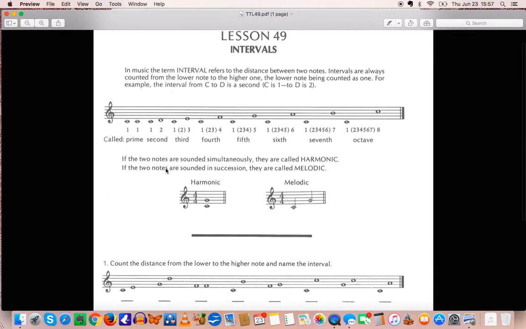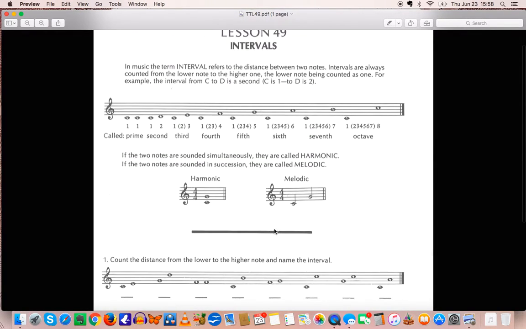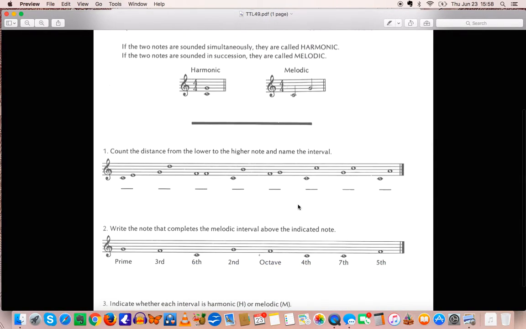The other thing you need to know is when you have two notes and they are played at the same time, and this is what they would look like in notation. You'd play those notes at the same time. When that happens, it's called a harmonic interval. When you play one note and then the next note consecutively, they're called melodic, like a melody. Harmony like a chord, melodic like a melody. So harmonic interval, melodic interval.